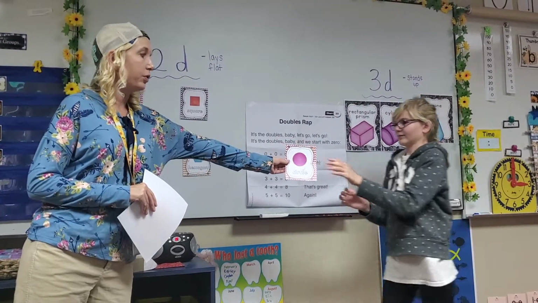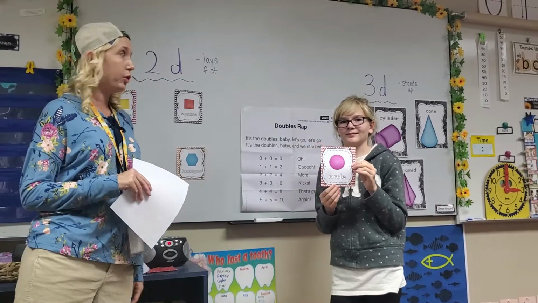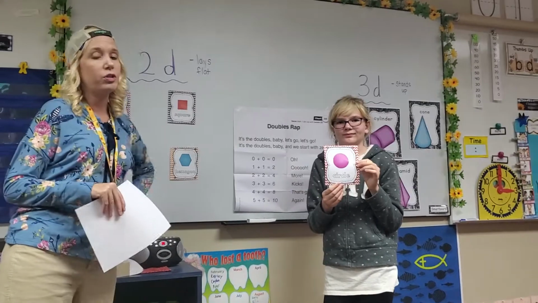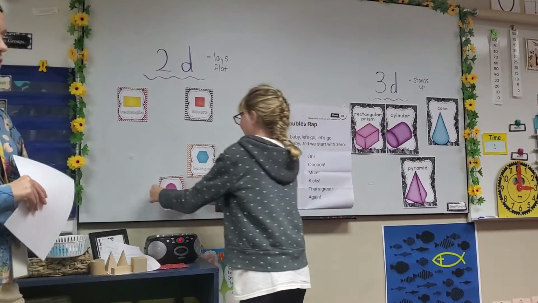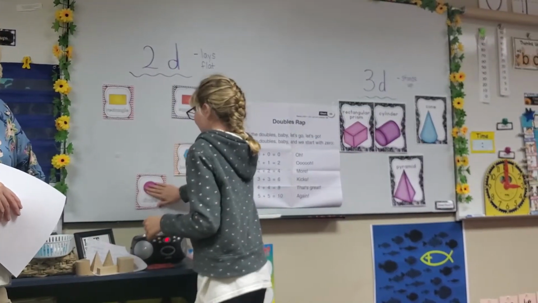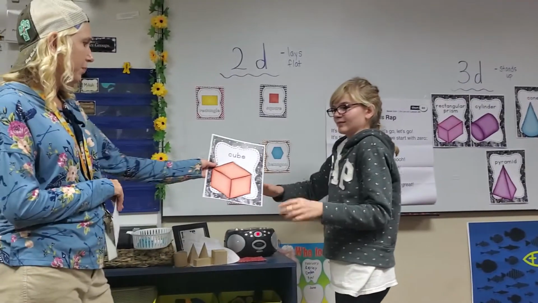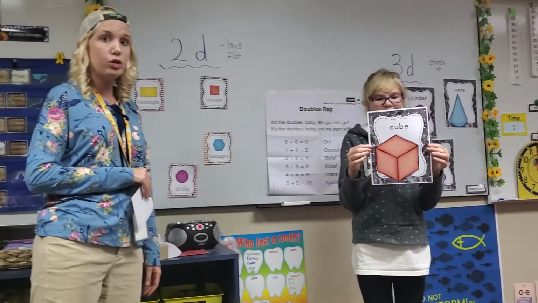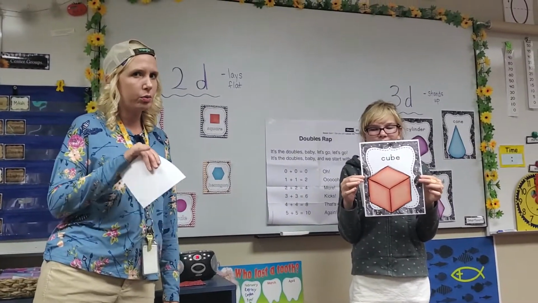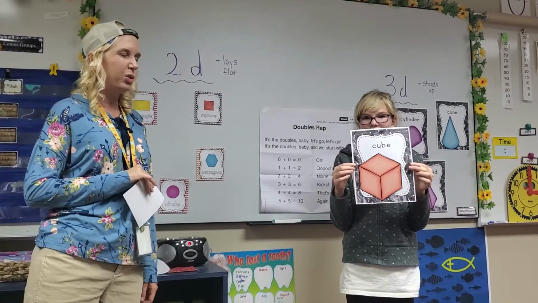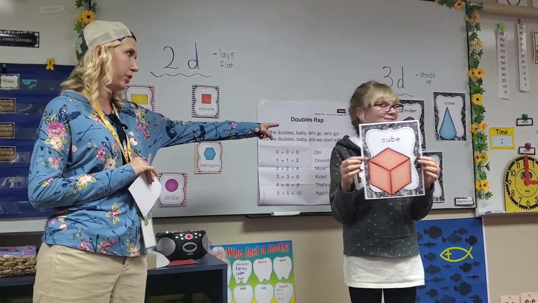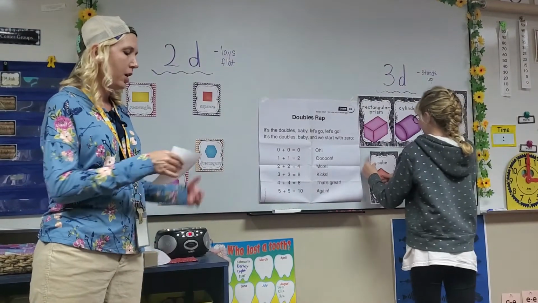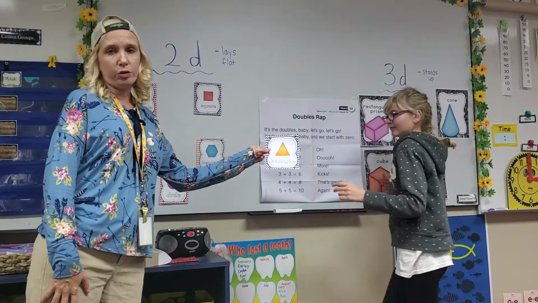Okay, next one. Circle. Okay, now would a circle be a 3D shape or a 2D shape? What do you think? 2D shape. Because what would the 3D shape of a circle be? The sphere. Okay, we have just two more. A cube. Like an ice cube, that's a real good real world example. What do you think? 2D shape or 3D shape? Can it stand up? Yes, good job. So our 3D shape. And then last one, just our triangle.